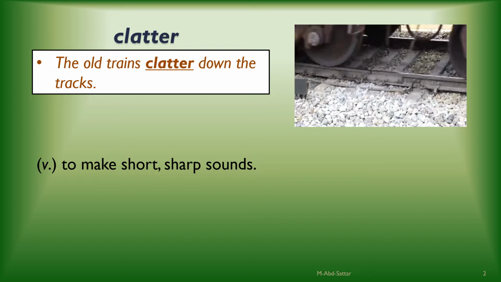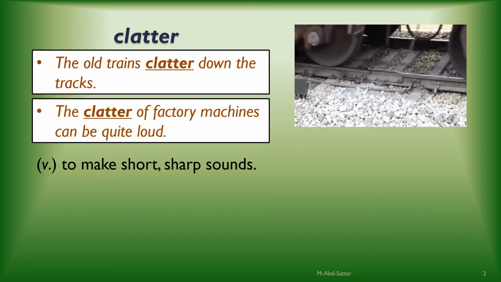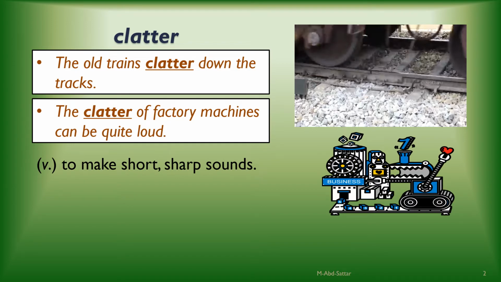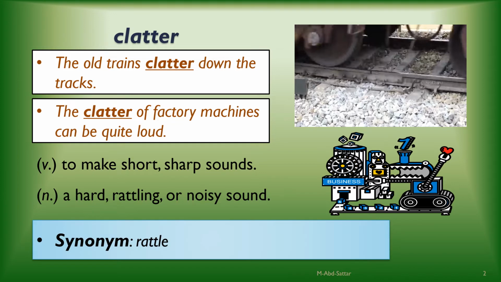The word can also be used as a noun. Look at this example. The clatter of factory machines can be quite loud. In the factory, this machine is very noisy. Stop! What a noisy machine that is. So the word as a noun means a hard, rattling, or noisy sound like this machine. A synonym of that word is rattle. Let's move on.